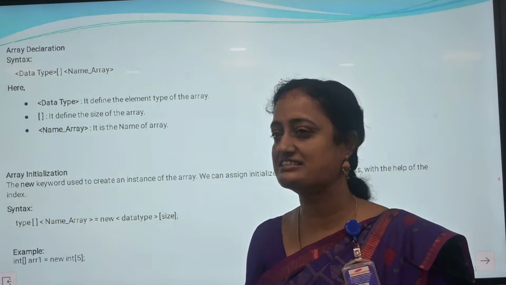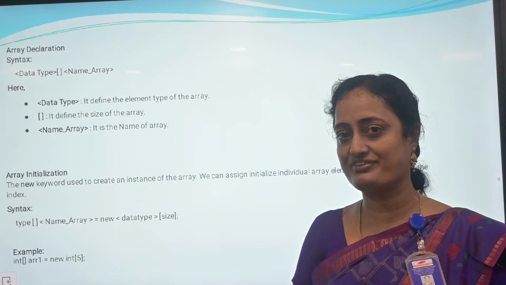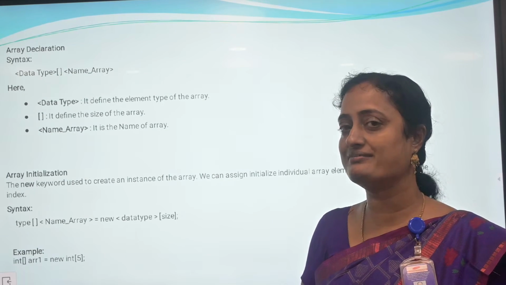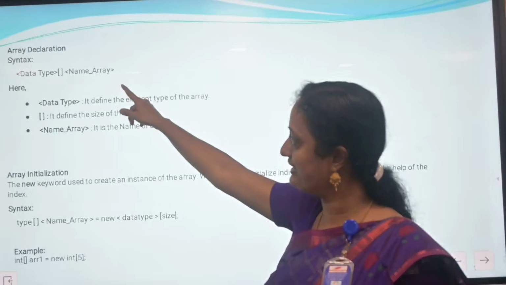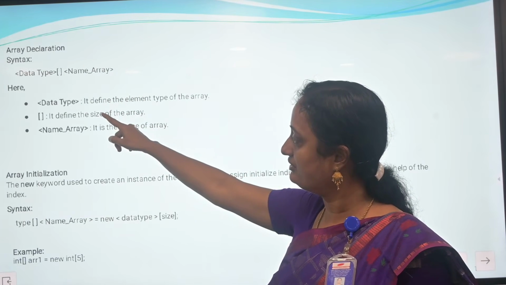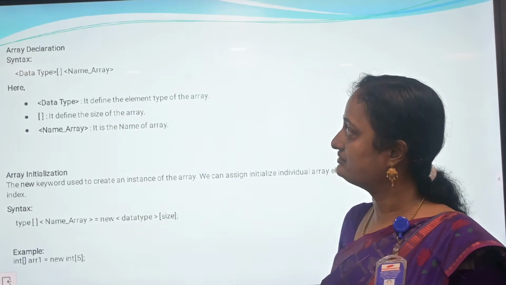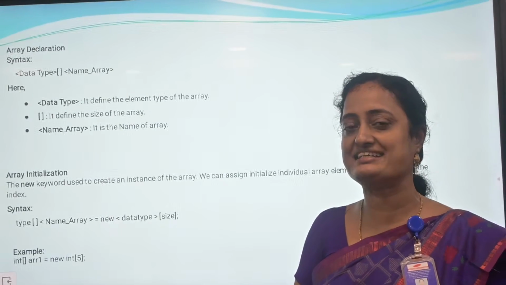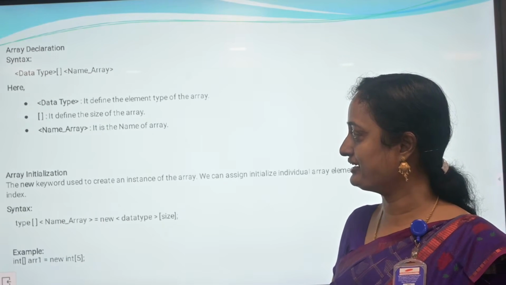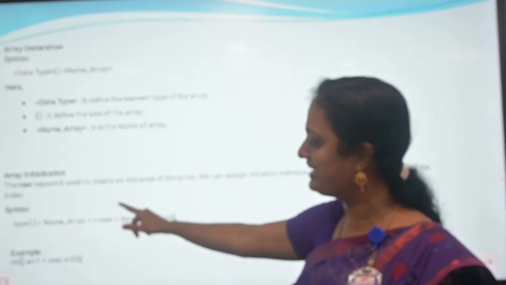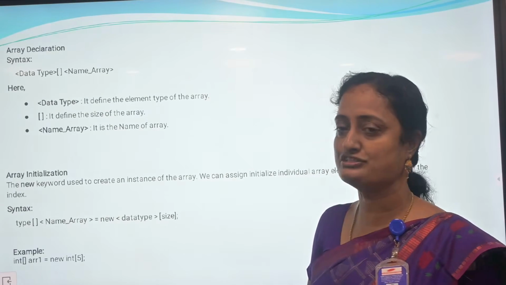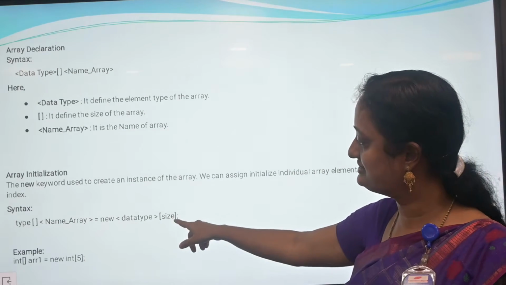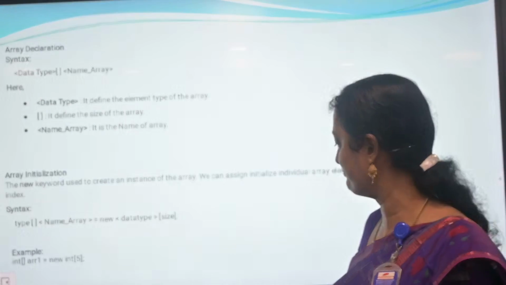Next, array declarations. How is an array declared? First we mention the data type, and next the square bracket, which is mandatory, then the array name. So the syntax is data type, square bracket and array name. For example, int a of 5. Then array initialization: the new keyword is used to create and initialize the array. So this is our general format and this is an example.